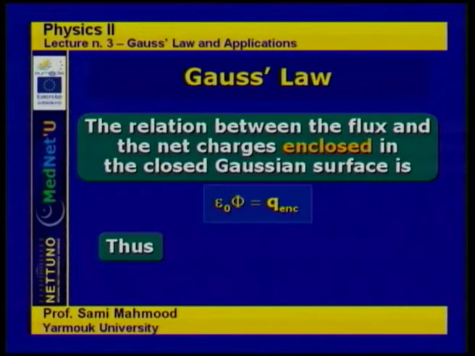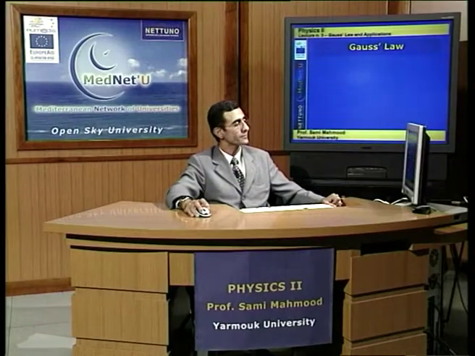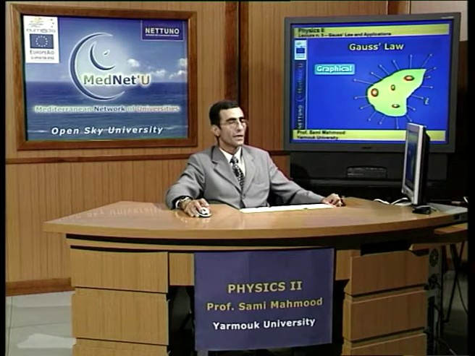Thus, accordingly, if we replace phi by the formula that we can evaluate phi from, then epsilon naught times the integral of E dot dA evaluated over the closed Gaussian surface is equal to the enclosed charge within the surface.